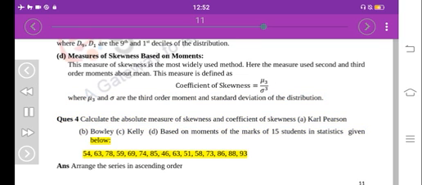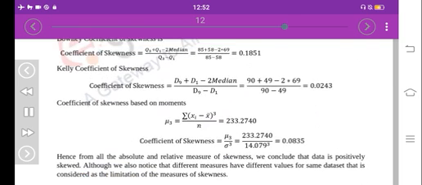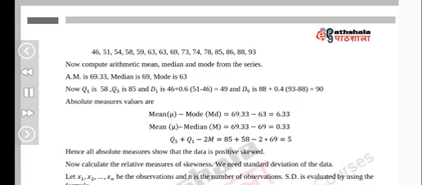Case 4. Arrange the series in ascending order. Now compute the arithmetic mean, median and mode from the series. The arithmetic mean is 69.33, median is 69, mode is 63.